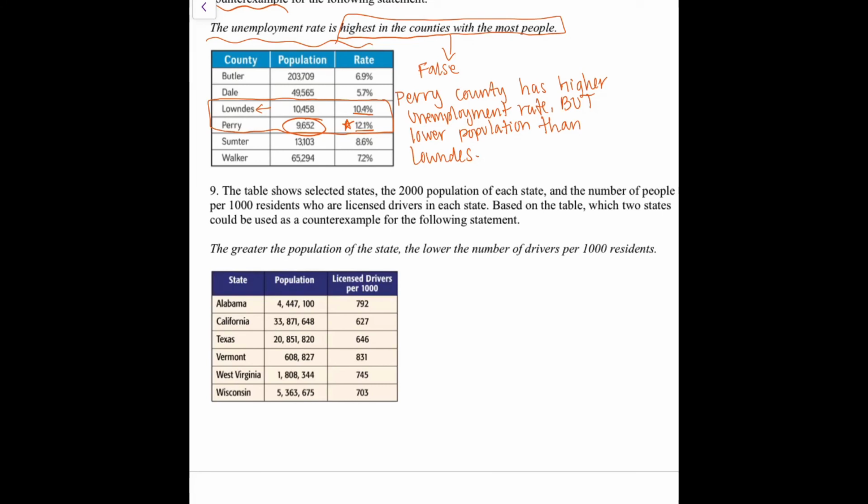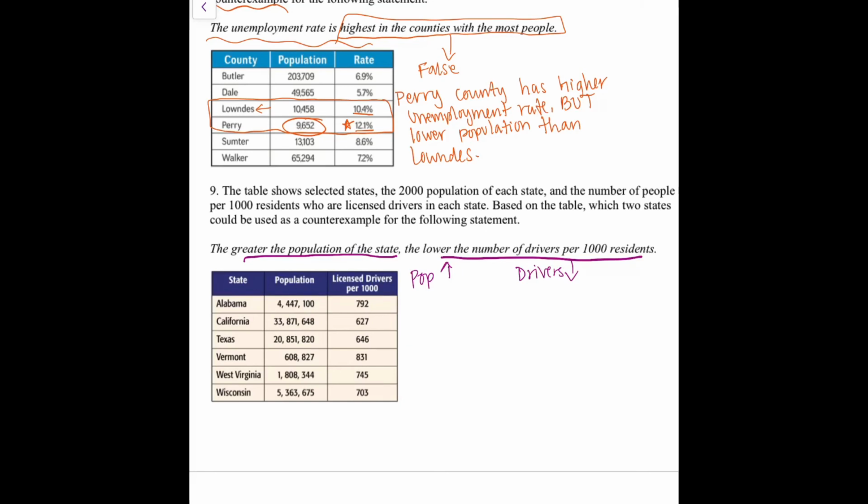All right, for this last problem, it says the table shows selected states, the 2,000 population of each state, and the number of people per 1,000 residents who are licensed drivers in each state. Based on the table, which two states could be used as counterexamples for the following statement? So again, we're looking for something that makes the statement not true. The greater the population of the state, the lower the number of drivers. So we're looking at population in increasing order compared to the number of drivers in decreasing order.